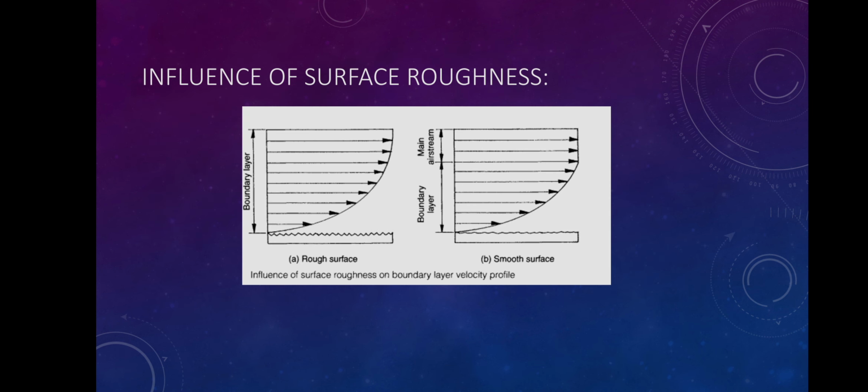Influence of surface roughness. Figure A is a rough surface and B is a smooth surface. You can see that boundary layer formation is greater on the rough surface compared to the smooth surface.